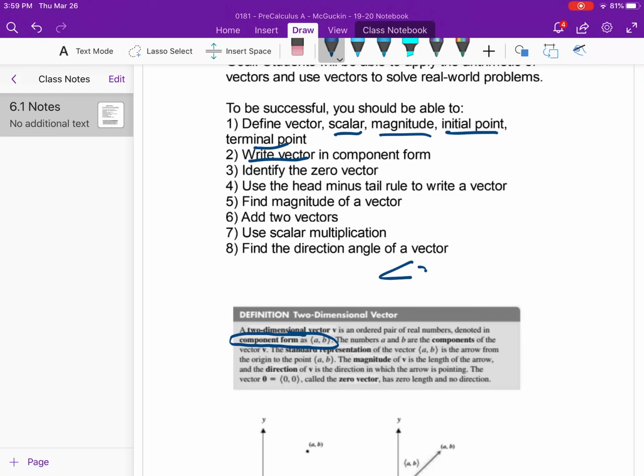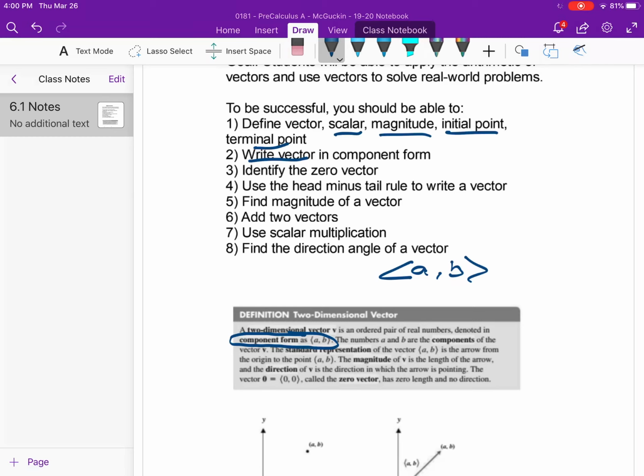This arrow-shaped parentheses notation is the component form of a vector, in which a, the x-coordinate, tells us the horizontal direction, either left or right. And then b, the y-coordinate, tells us the vertical direction, either up or down.